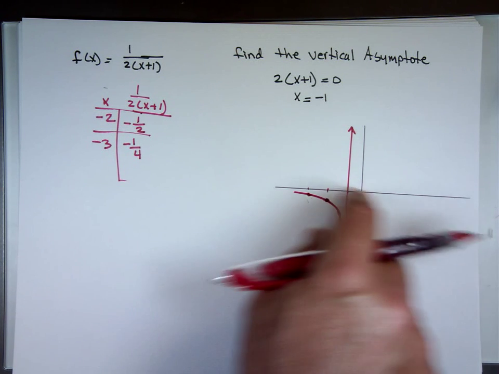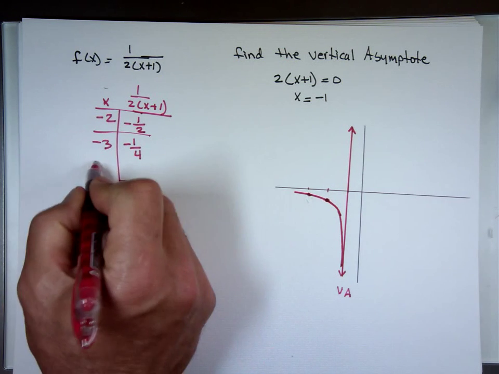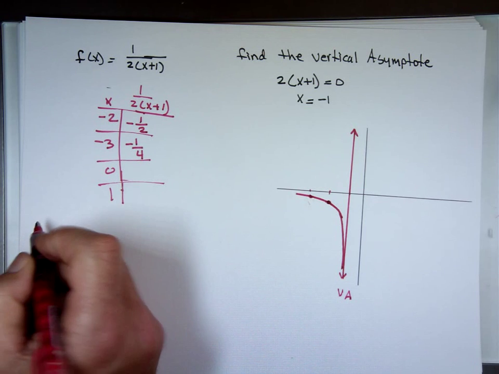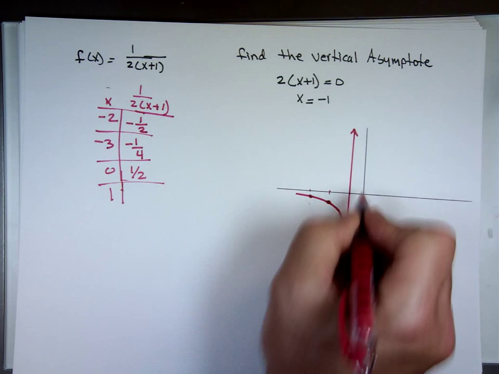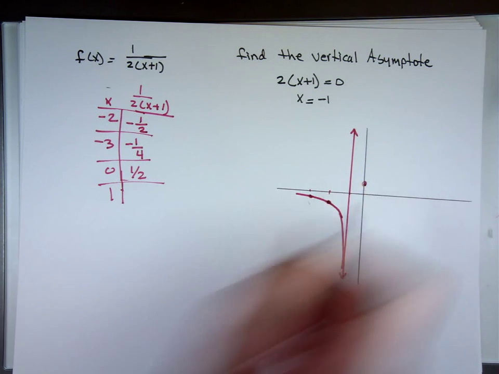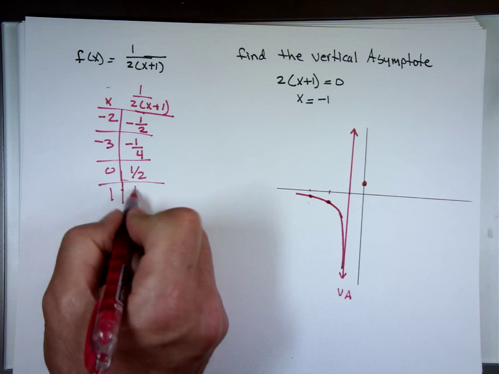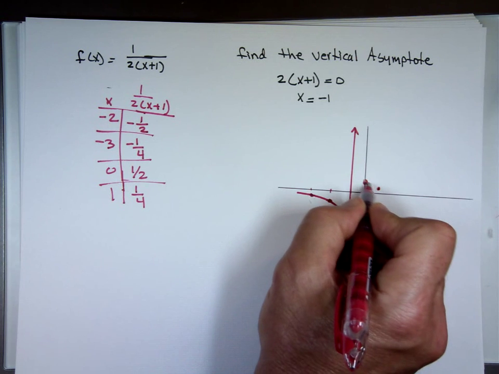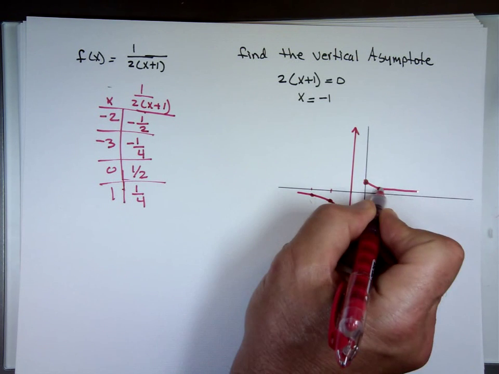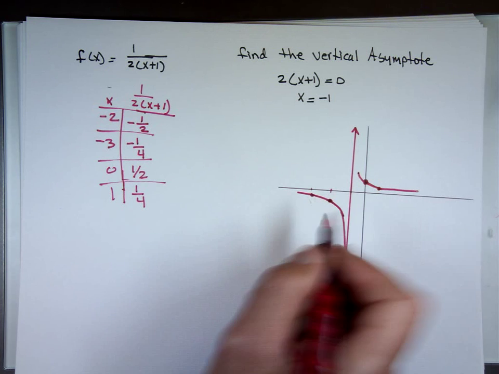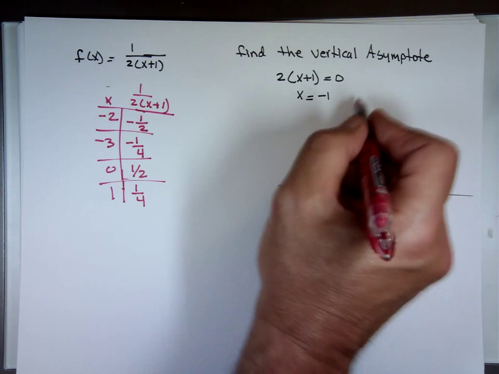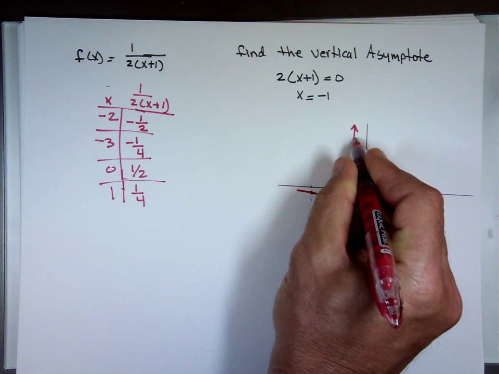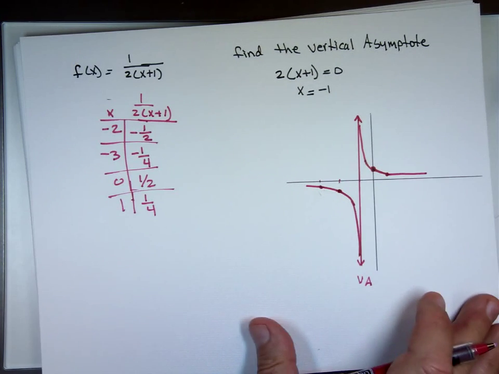Let's look at it from the right side. Let me pick the 0 and the 1. When x is 0, what do we have? 1/2. When x is 1, what do we have? 1/4. So it looks like this. Again, you're approaching this one. The vertical asymptote tells me you're going to go to plus or minus infinity. Well, if you're going upward, that means your function will continue to go upward. That's what the graph will look like.